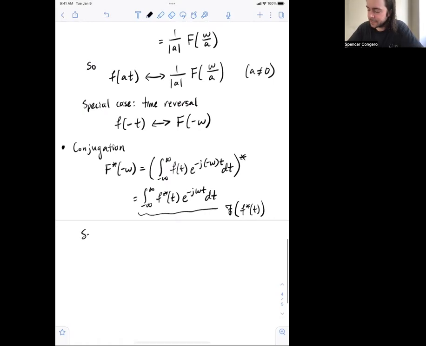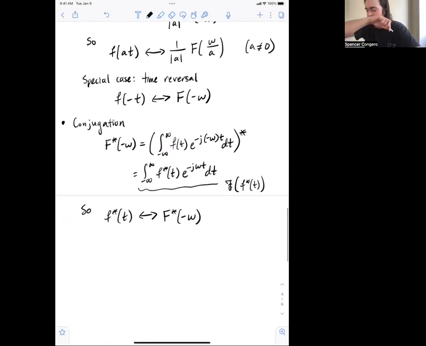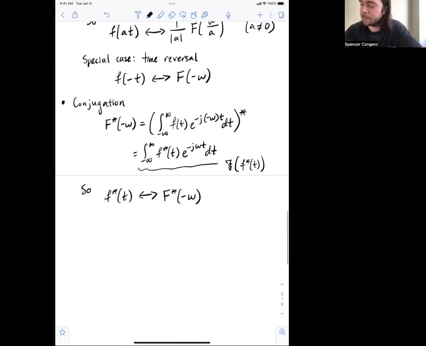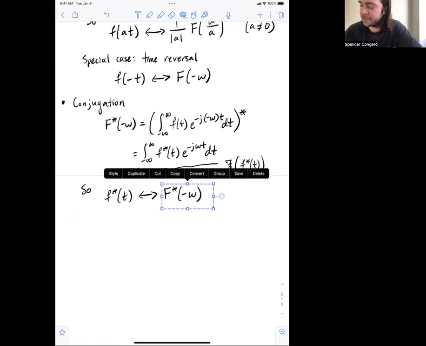So I'll just summarize that. F conjugate of t has Fourier transform, using the Fourier transform formula, that expression, F conjugate of negative omega. So that's what happens when you conjugate a function. That's how the Fourier transform changes.